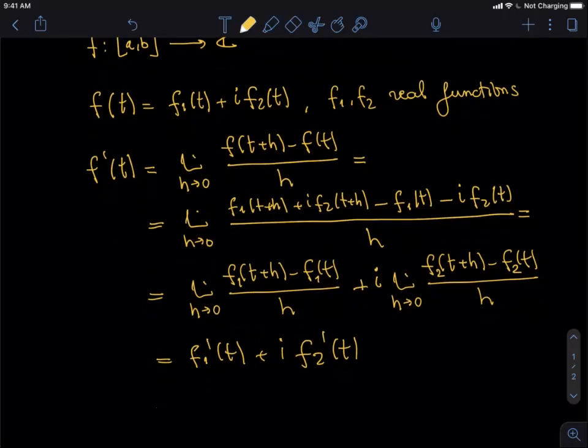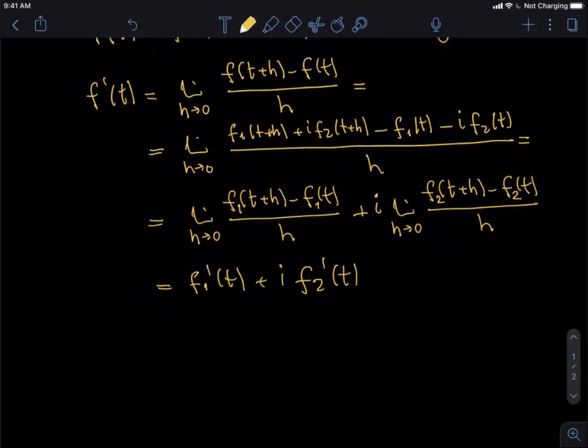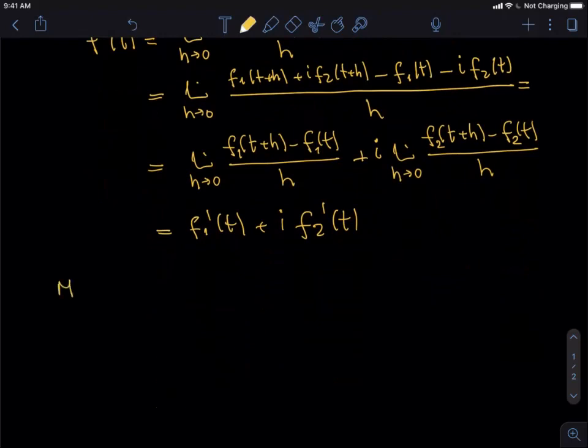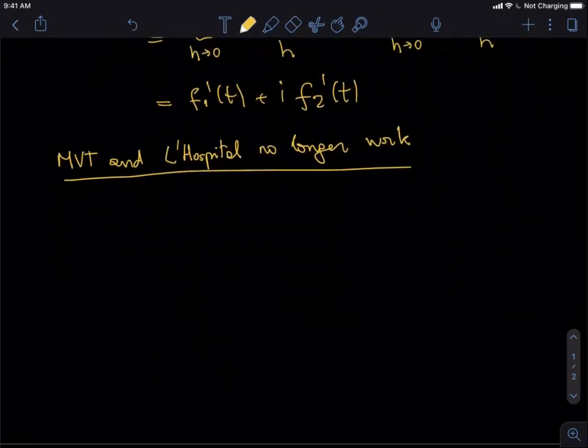Now, lots of things we have seen still work in this context. The rules for the product, all those things still work. But for example, the mean value theorem and L'Hopital no longer work. This is important to keep in mind because, well, obviously, right? So let me show you an example why they don't work.